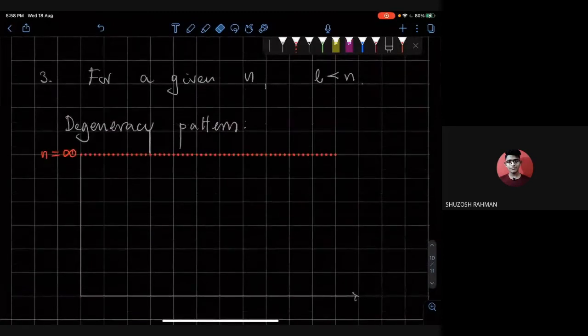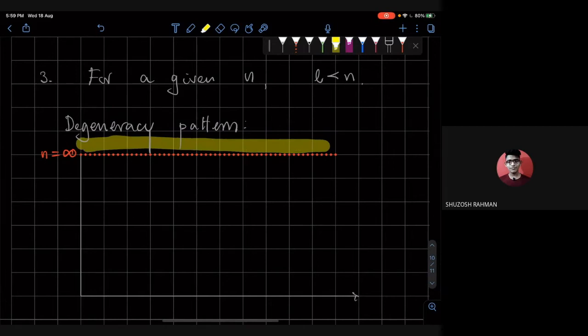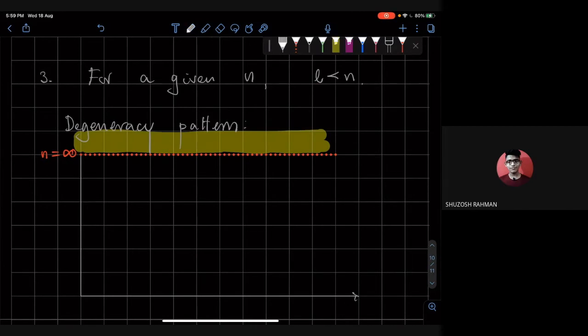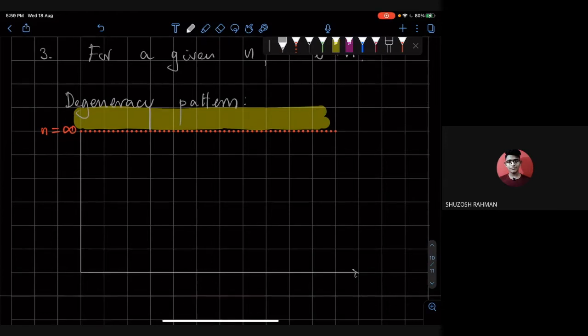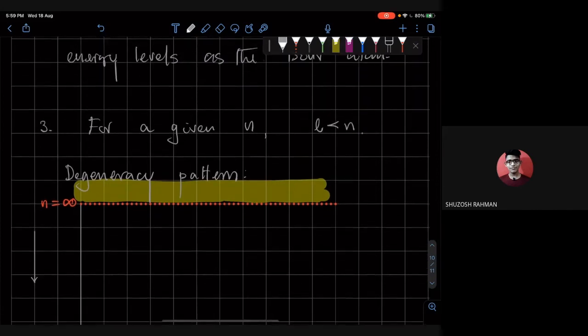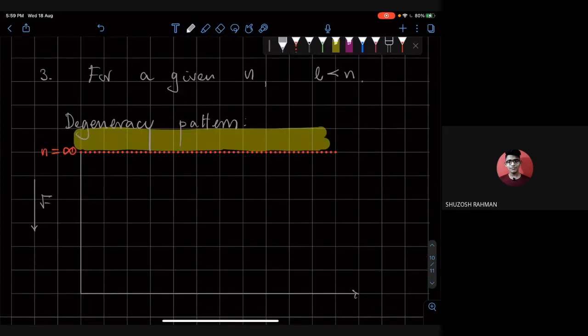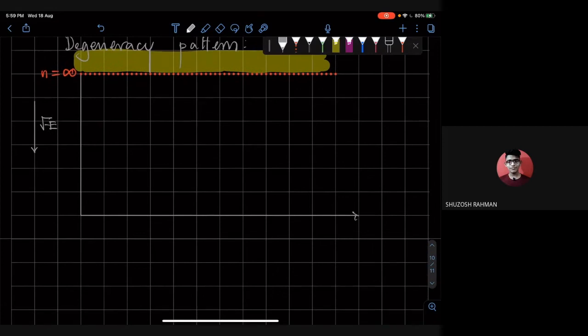So above this, always remember the states are continuous. Energy is not quantized above. In quantum mechanics, energy is only quantized for negative values of total energy. So this direction is where minus E goes. And this is n equals 1.